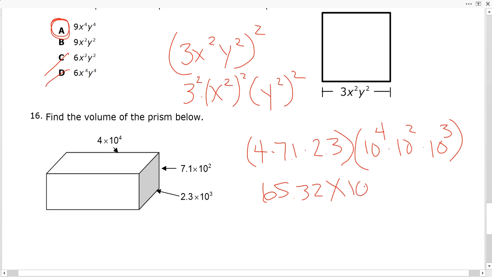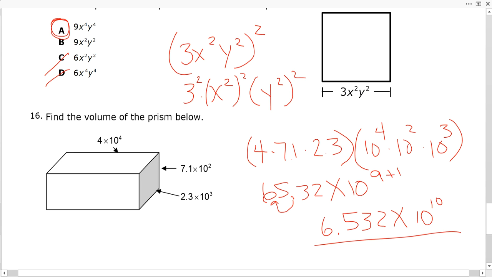65.32 times 10. And I have 4, 5, 6, 7, 8, 9. 10 to the 9th. This is not standard scientific notation. So I'm going to move my decimal one place over to the left, so it's standard notation, which means I add 1 more to the 10th. So it's going to be 6.532 times 10 to the 10th. That would be my answer when I'm done.